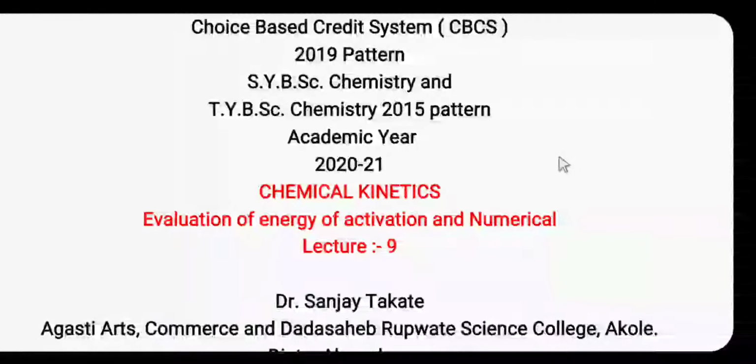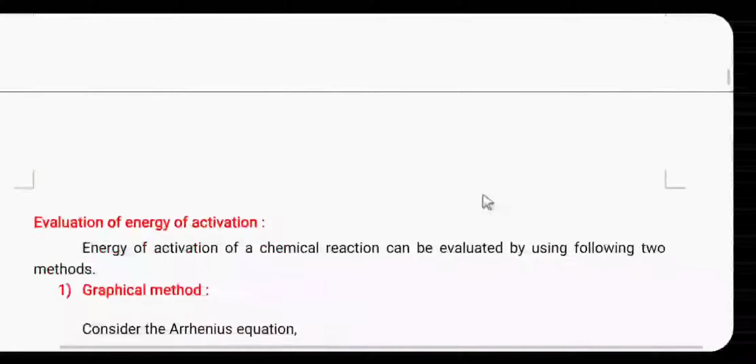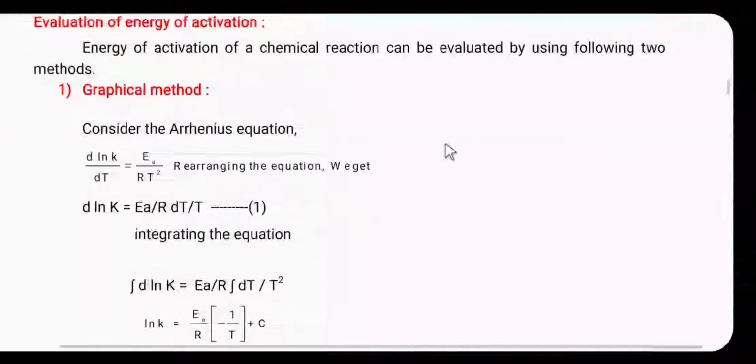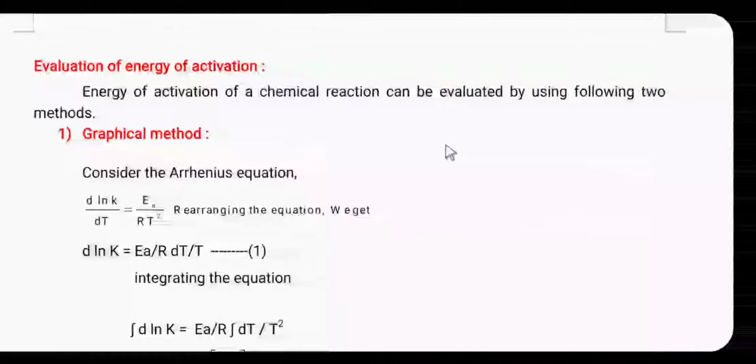So in today's lecture, we are going to discuss how to determine the energy of activation for a chemical reaction. Generally, two methods are used. The first method is the graphical method and the second method is the substitution method or the analytical method. So let us consider them one by one. The first method for the determination of energy of activation is the graphical method, and here, to find out the energy of activation for a chemical reaction, we have to consider the Arrhenius equation.